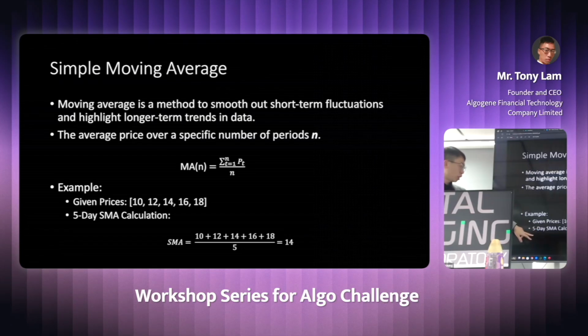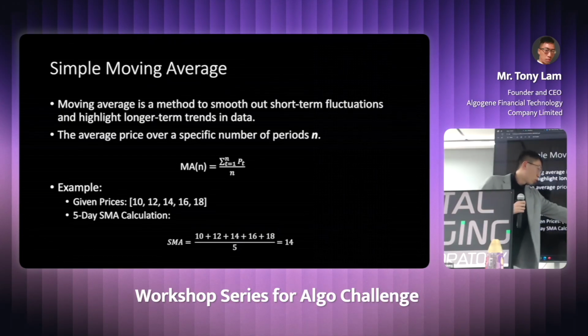Let me give a very simple example. So let's say we have the previous 5 days' closing prices being this, and then we can calculate the 5-day simple moving average. It is as follows.